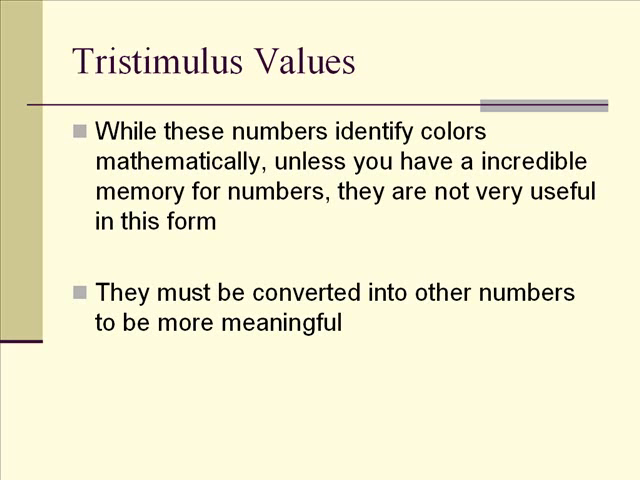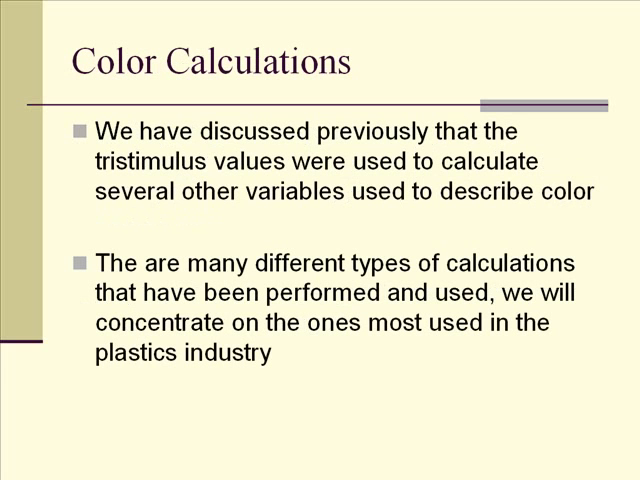Tristimulus values are used to calculate several other variables used to describe color. There are many different types of calculations that have been performed and used, and we will concentrate on the ones that are most used in the industry. There's a lot of academic numbers out there that aren't used very much that we're not going to talk about. And there are even some industrial calculations that are used a little bit, but not very commonly, that we won't talk about.